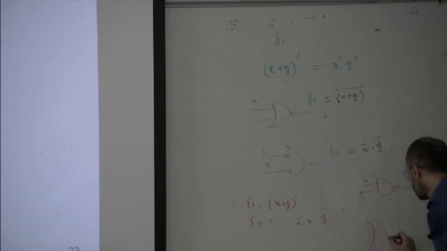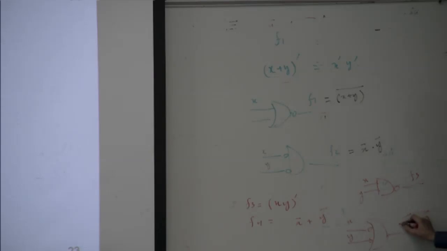So now we have a negative OR gate, and now x and y. And what is the output now? X bar plus y bar, which is actually what? F4. So F3 is equal to F4. So now this is F3 is equal to F4, and this is F1, and this is F2. Got it? Any question? Should we proceed?